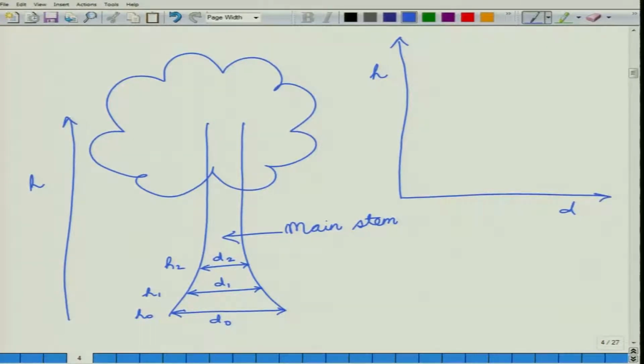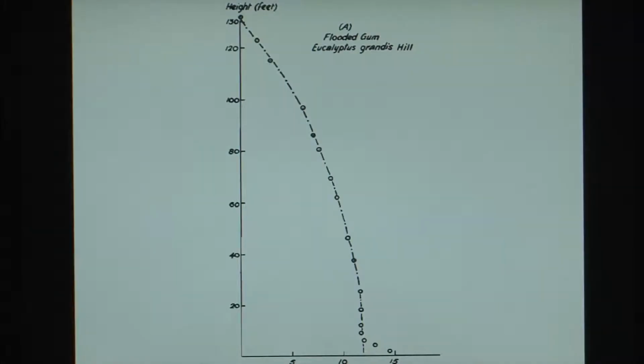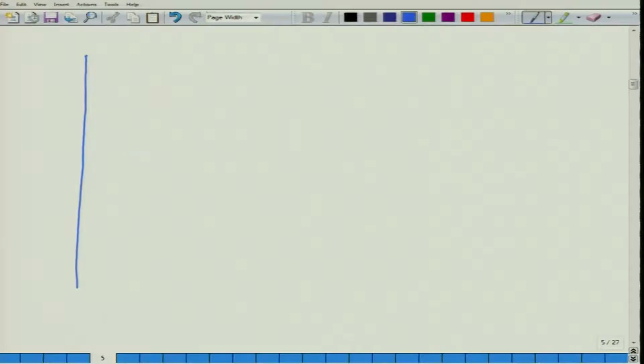On the x axis here we have diameter in inches, on the y axis we have the height in feet. If we look at this curve, this is for a Eucalyptus species. We can divide it into three parts. The topmost region, which is depicted as section A in this figure, looks like a cone. Let me draw this curve for you. Here we have the diameter and here we have the height. The topmost portion would look like a cone. So, this is a conical section.